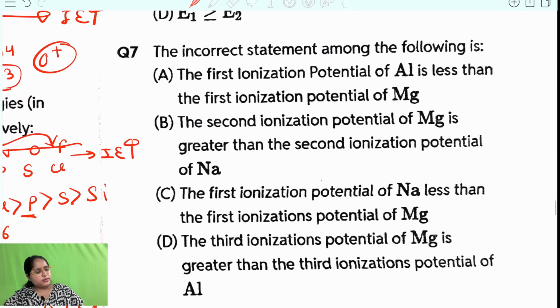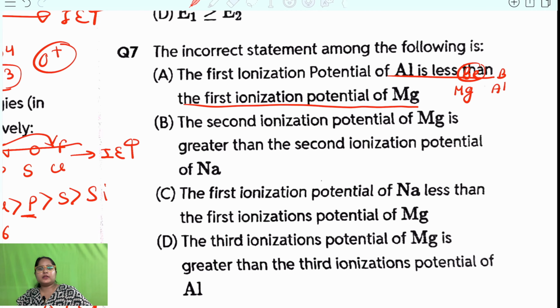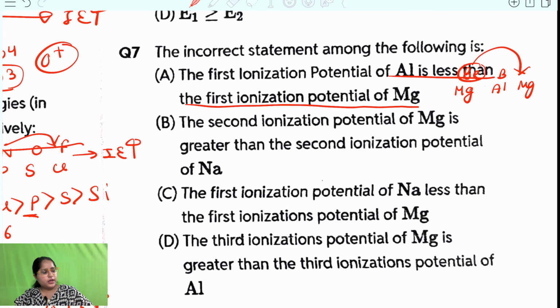The incorrect statement among the following is: the first ionization potential of aluminum is less than the first ionization energy of magnesium. So magnesium will be here, then here boron, and then here we have aluminum. I have told you we have a jump in the beryllium family and then the nitrogen family. So the beryllium family will jump, meaning magnesium will definitely have more energy than aluminum. This is what they are saying: aluminum is less than magnesium. Yes, it is correct. What they are asking is the incorrect one.